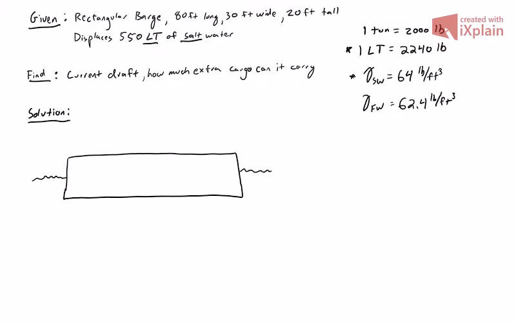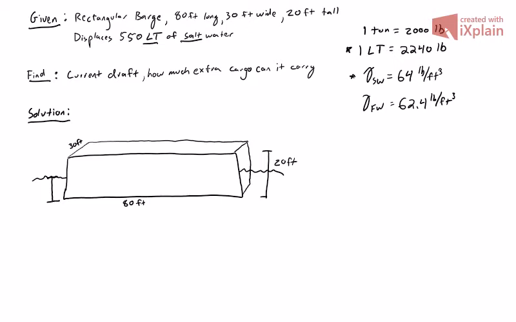So we have a rectangular barge. It's floating in salt water. And this is my attempt at a 3D drawing. Please don't judge. We know that the barge is 30 feet wide, it's 80 feet long, and in total, it is 20 feet tall. And the problem is asking us for the current draft. That draft is the distance between the water line and the bottom of our barge.